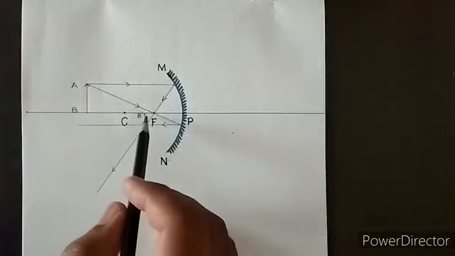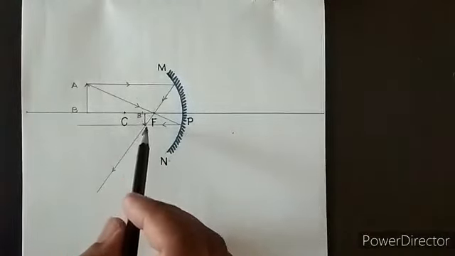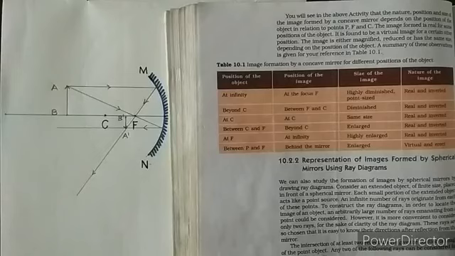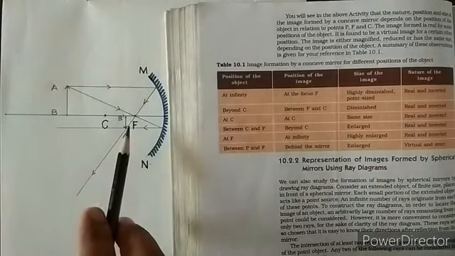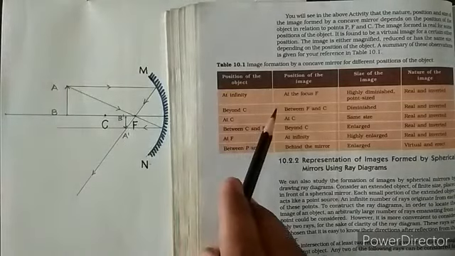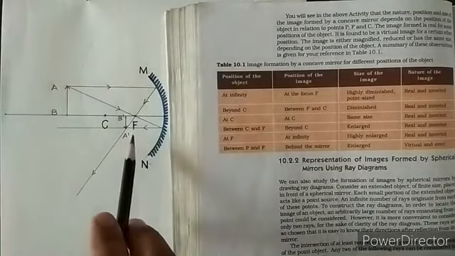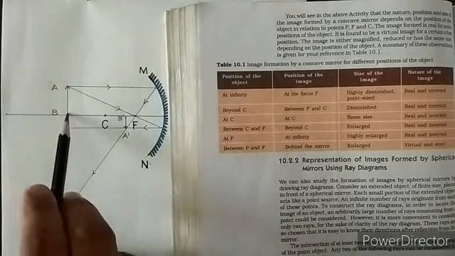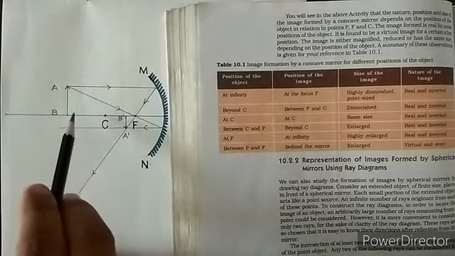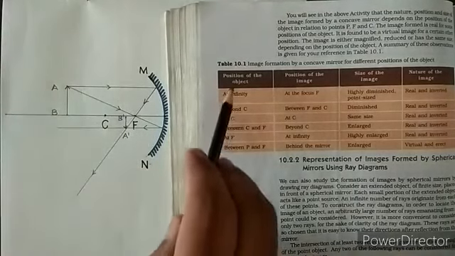size? It is diminished. Now this figure is already there in the textbook, and you have a related table for those diagrams. Now let's compare. Now where is the object kept? The object is kept beyond C. Now let's see this table.